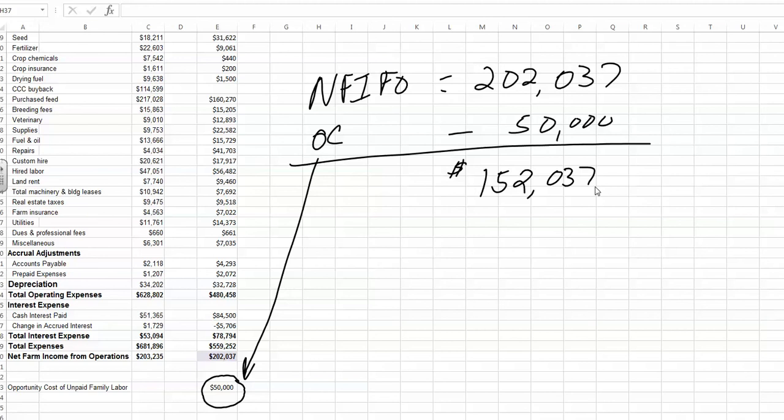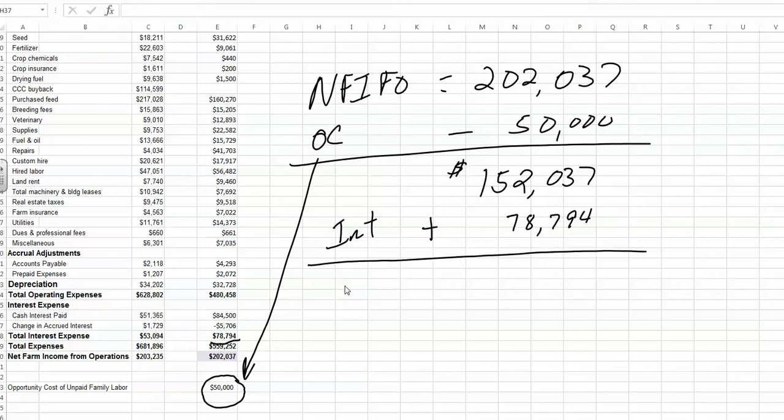$152,037. Now, the next concept is to add the total interest back. So you come in here and add interest. Okay. So the interest is $78,794. And that number comes from right there, total interest. Okay. So that will give us a total of $230,831. Now, use your common sense.